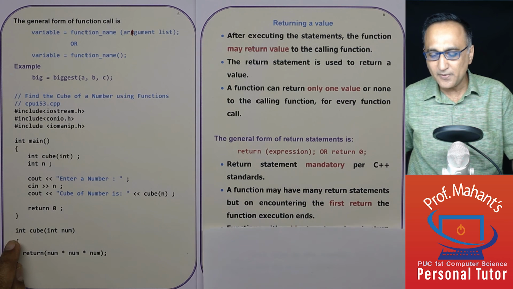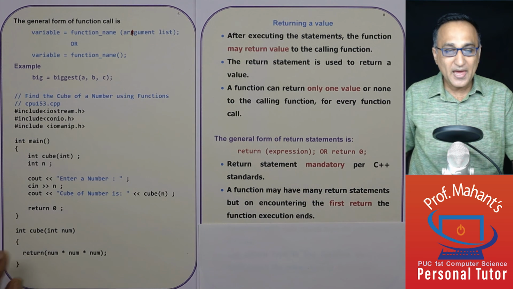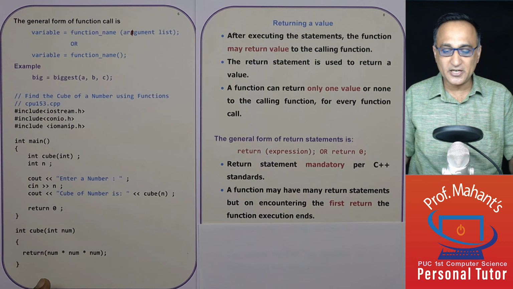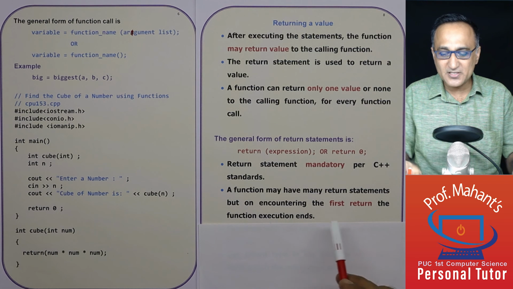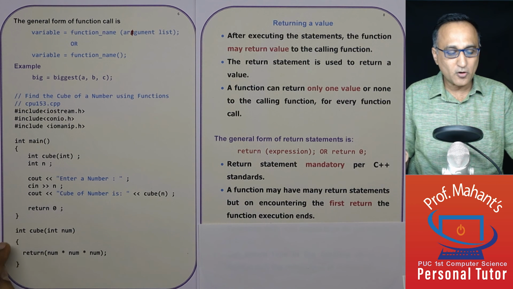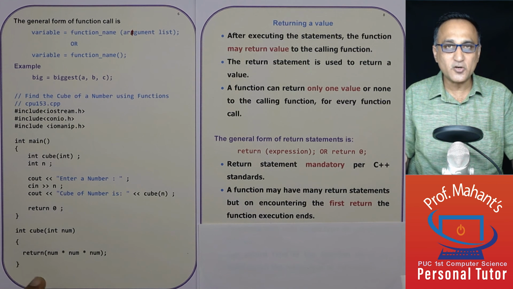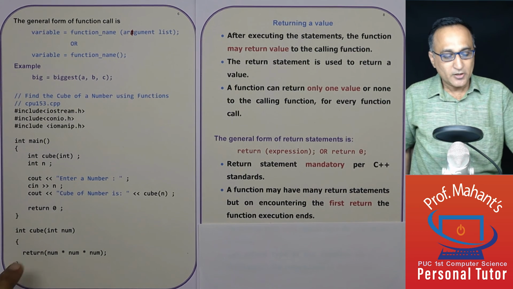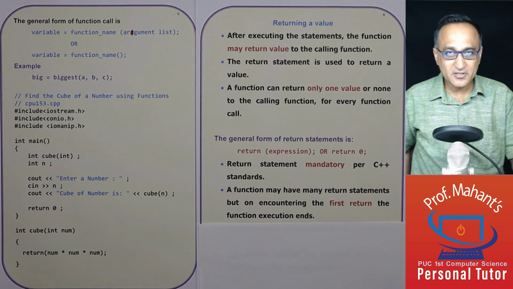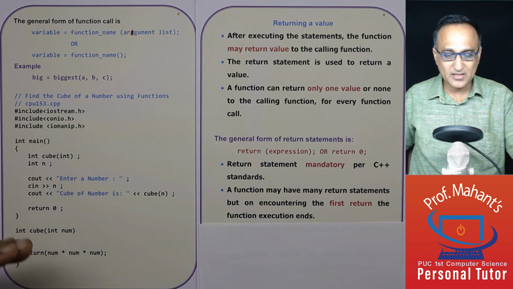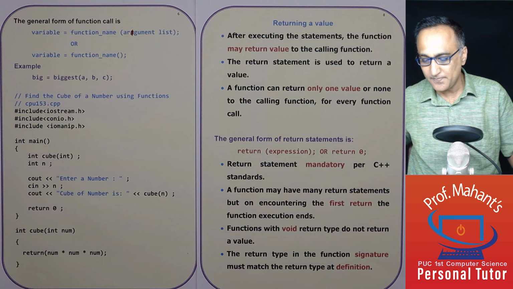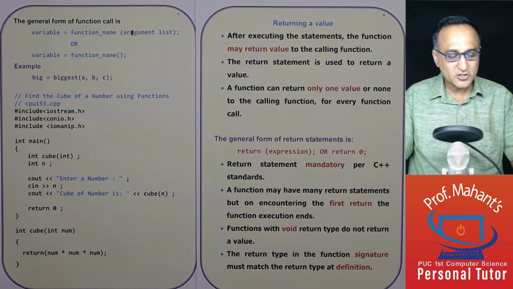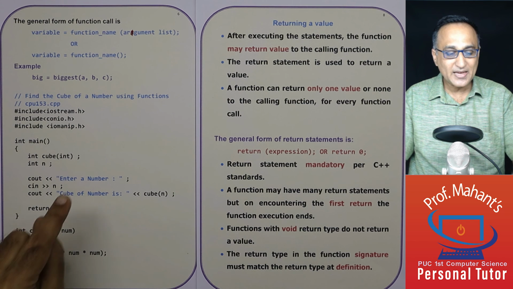It is possible that the function may have more than one return statement, but on executing the first return statement, the called function execution ends. It exits from the called function and goes to the calling function. I'll repeat. You may have 20 returns, but the first time the first return gets executed, nothing after that will get executed.